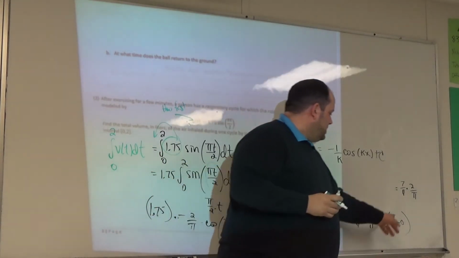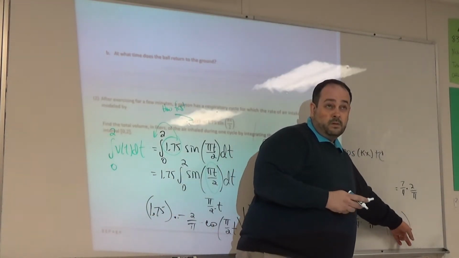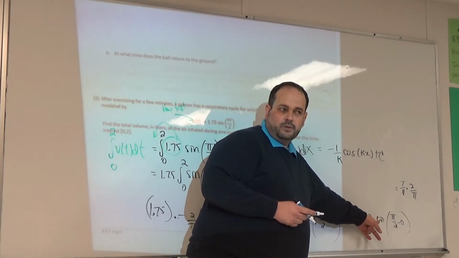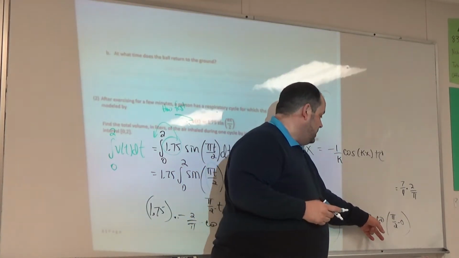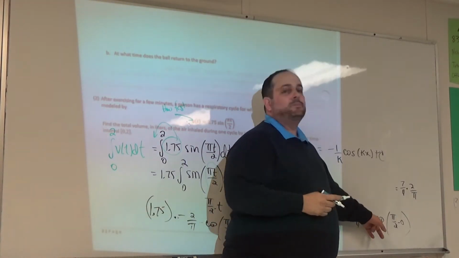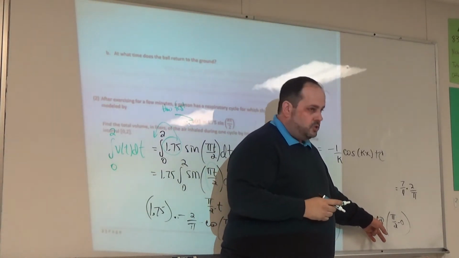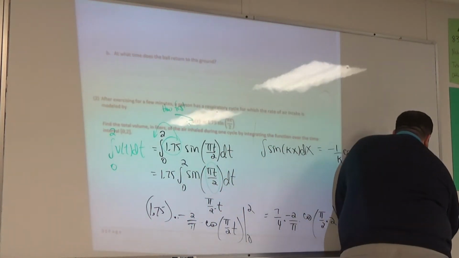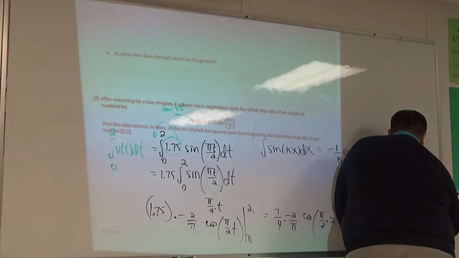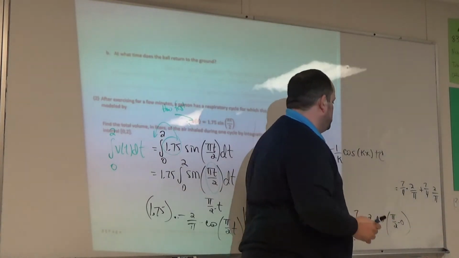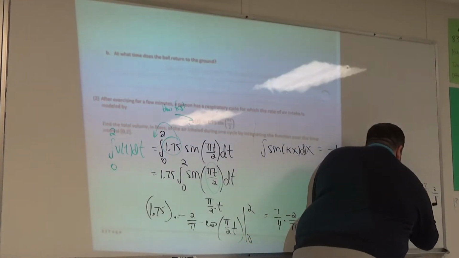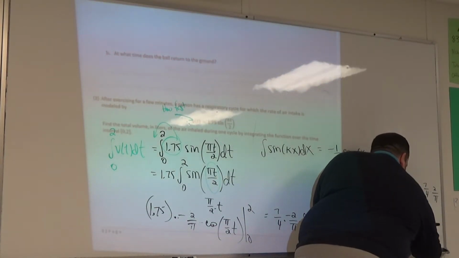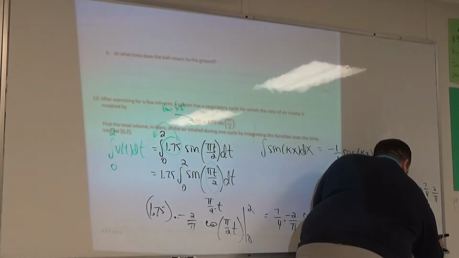We're almost there. Pi over 2 times 0 is 0. Cosine of 0 is 1. Negative 2 over pi times 1 is negative 2 over pi. Times this negative 7 over 4 makes it a positive 7 over 4 times 2 over pi. So I can make it 14 over 4 pi.